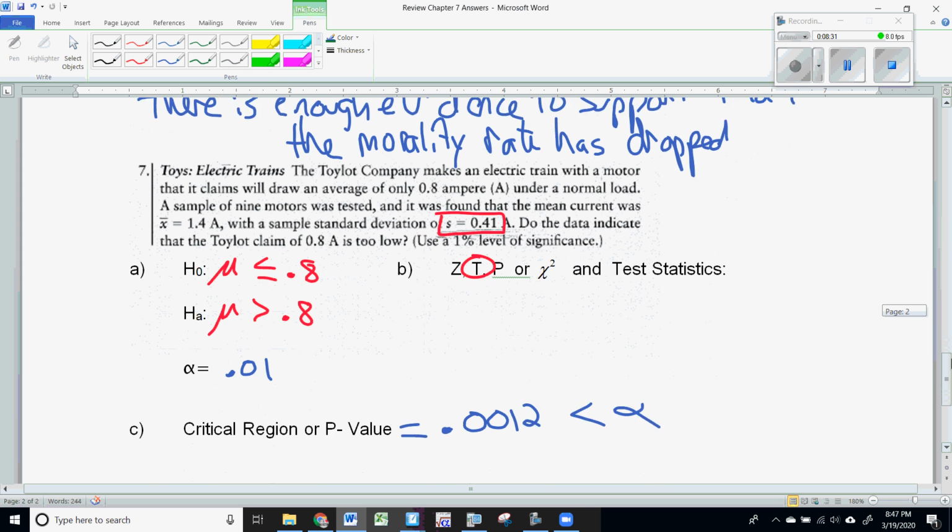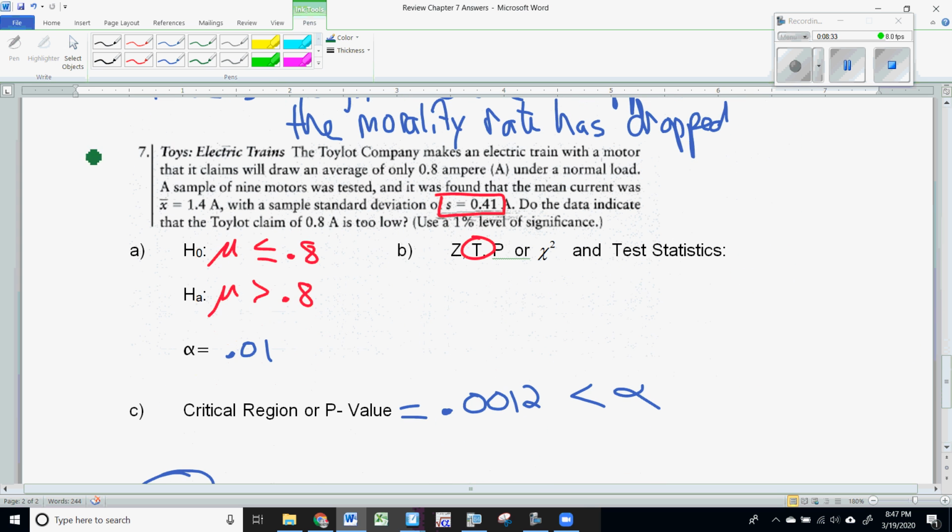Our final one here is a company that makes electronic trains with a motor that claims its average is only 0.8 amps under the normal load. So 9 motors are tested. It's found the x-bar is 1.4 with a standard deviation of s. So therefore our mean is greater than 0.8, and the null is less than or equal to 0.8, and it is a t-test. So no test statistic, no critical region.